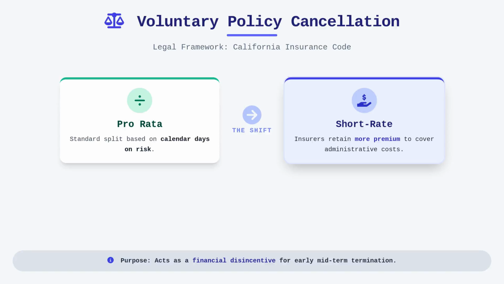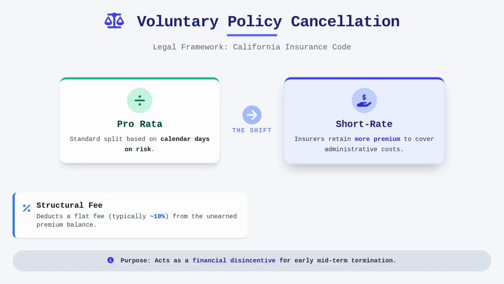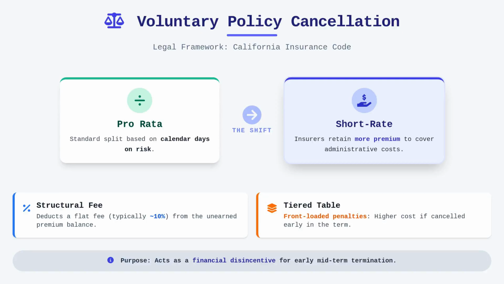Historically and practically in California, a typical short rate penalty is calculated by taking the standard pro rata unearned premium amount and deducting a structural fee, which frequently equates to roughly 10% of that unearned balance. Alternatively, insurers may apply a pre-filed, tiered short rate table where the penalty percentage is heavily front-loaded, meaning the financial penalty is significantly higher if the insured cancels the policy during the first month than if they cancel it near the end of the term.